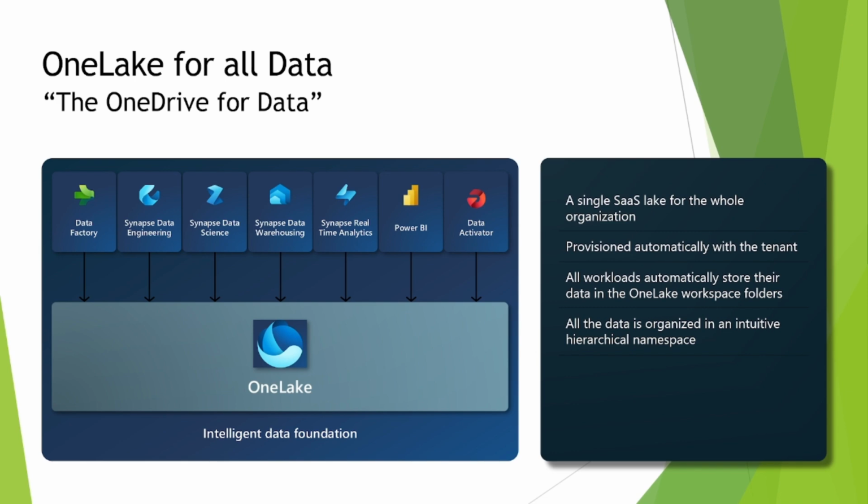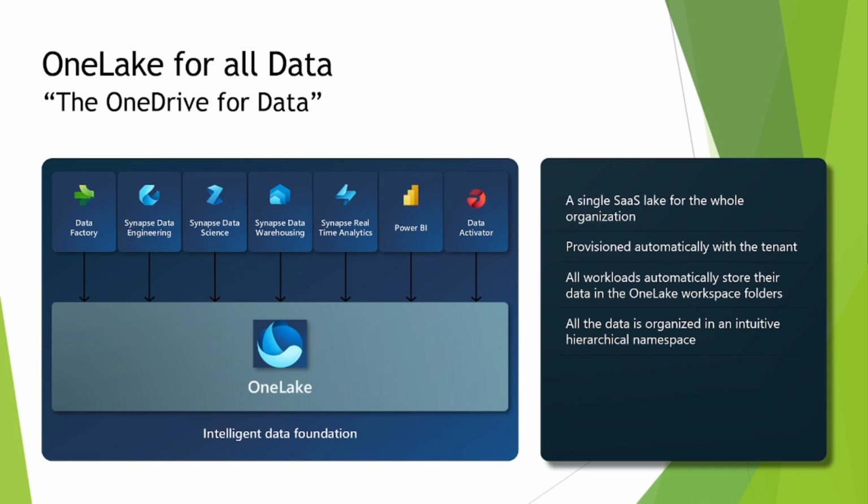In OneLake, we can store all types of data, either unstructured, semi-structured, or structured data. It is provisioned automatically with the tenant. That means it is already connected with your tenant, and all the workloads automatically store their data in the OneLake workspace folder. We have already discussed this, and all the data is organized in an intuitive hierarchical namespace. So anyone, either a technical person or a non-tech person, can easily access the data.